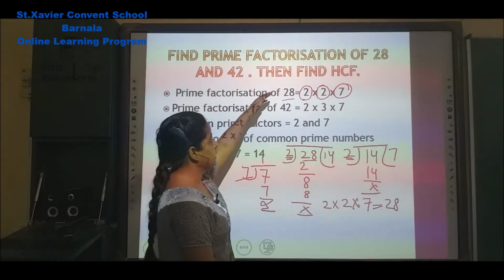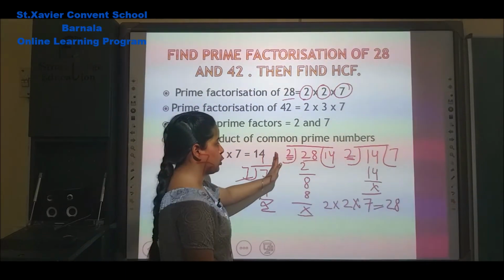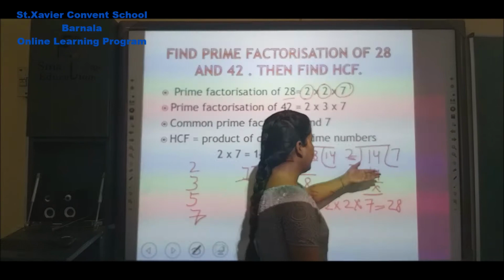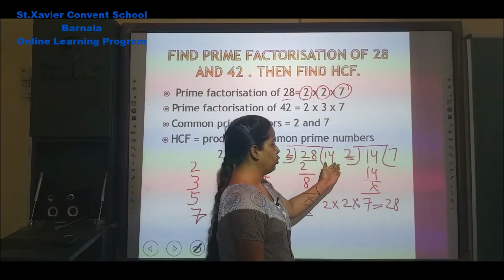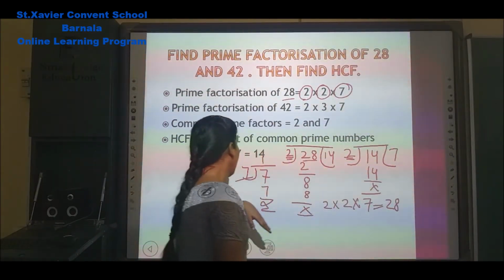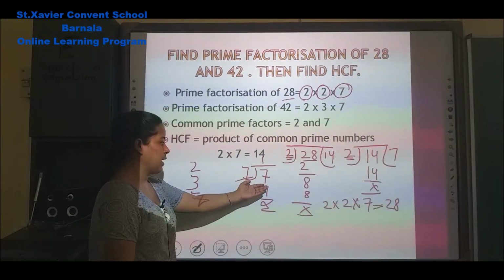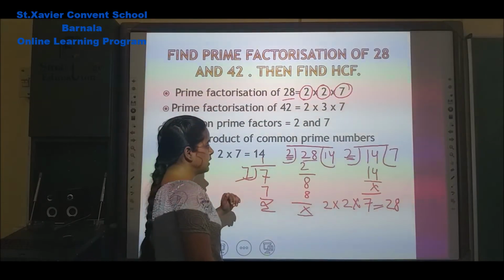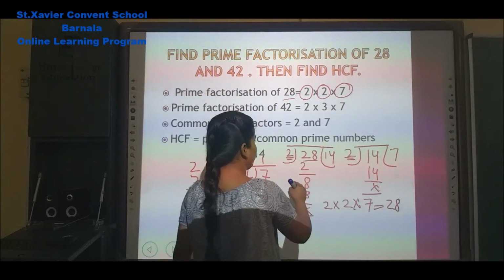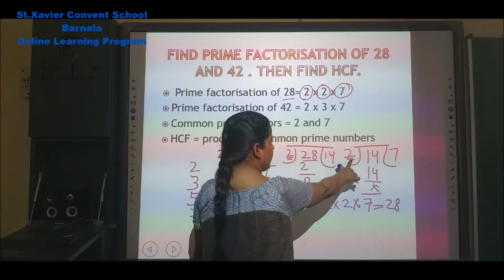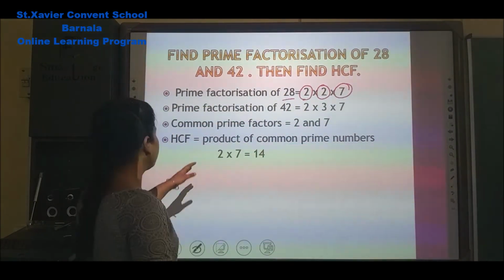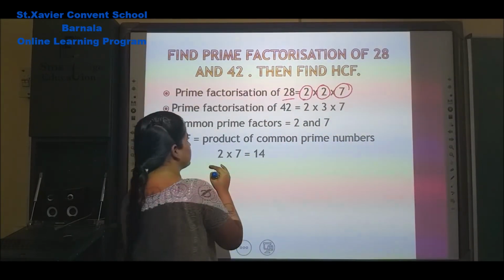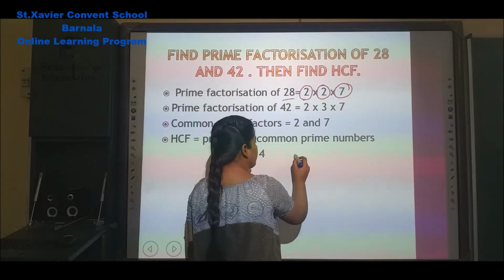First we divide 28 by the first prime number 2. Then we get the result 14. And 14 again is divided by the first prime number 2. Then we get the result 7. And at last we divide 7 by 7. So we get the result 1. This is the prime factorization of 28: 2 multiplied by 2 multiplied by 7. First we found the prime factorization of 28, then we find the prime factorization of 42.